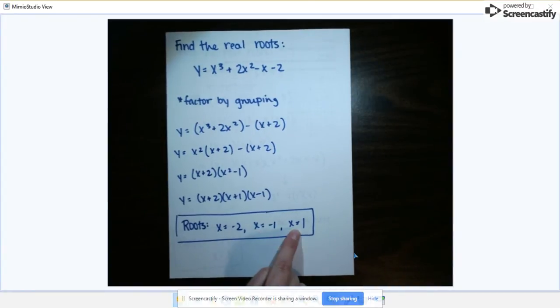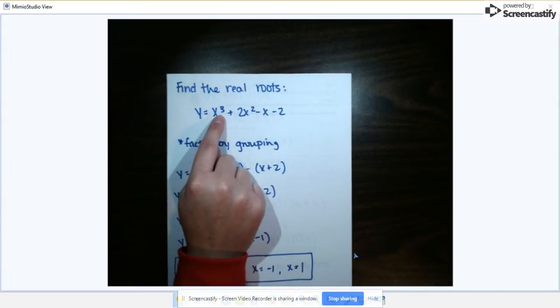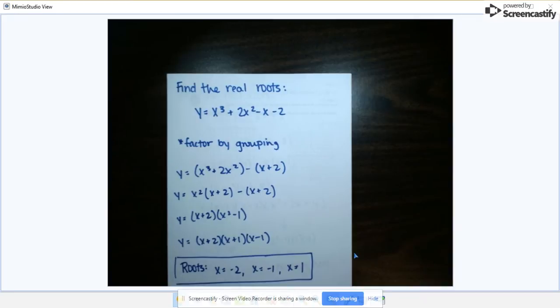Notice we have 3 roots, and that correlates to our highest power. We will never have more roots than our degree. We're not guaranteed to have 3, as we haven't in the last 2 examples, but 3 is the maximum number of roots we could potentially have.